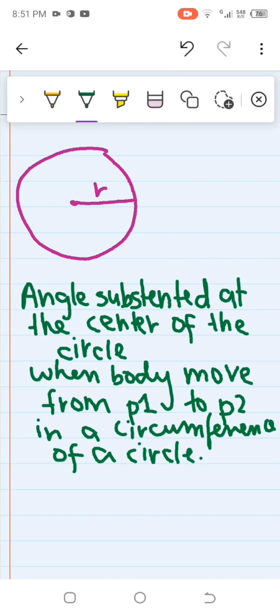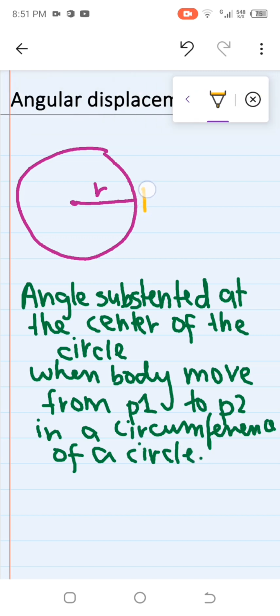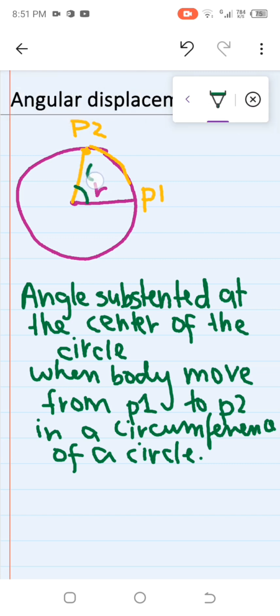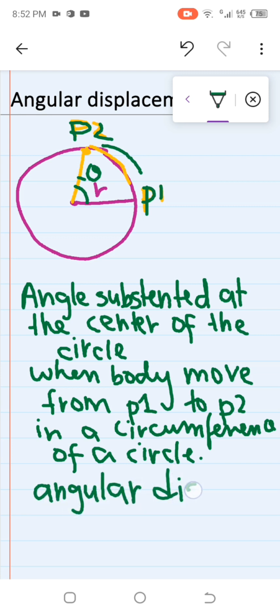For example, here you can see I have point P1 and it will move till here, where we have another point, which is P2. Here we have this line, so the angle which is subtended, you can see the angle is made. So when you go from point P1 to point P2, the angle subtended at the center of the circle is known as angular displacement.